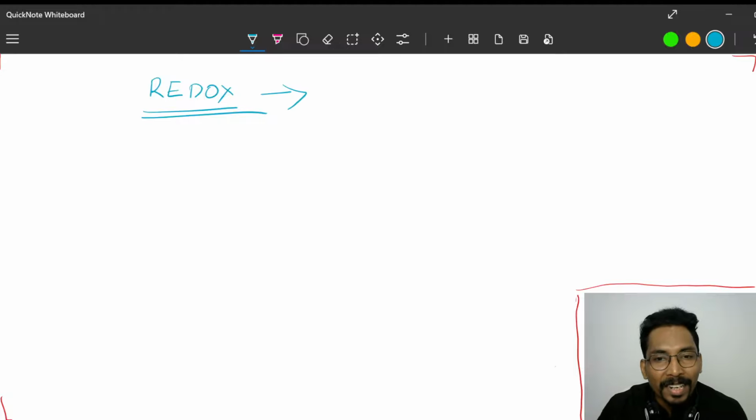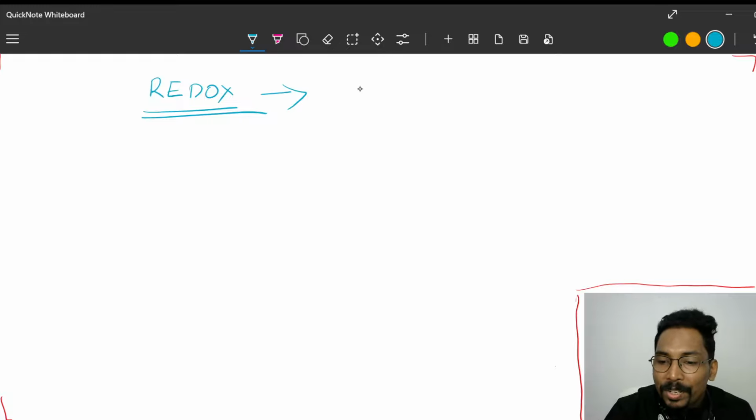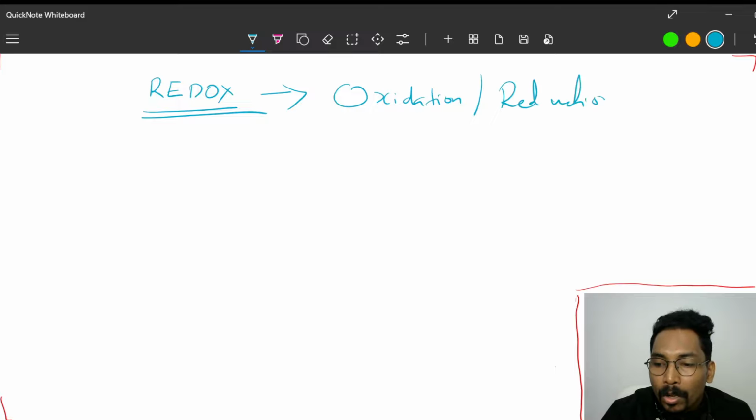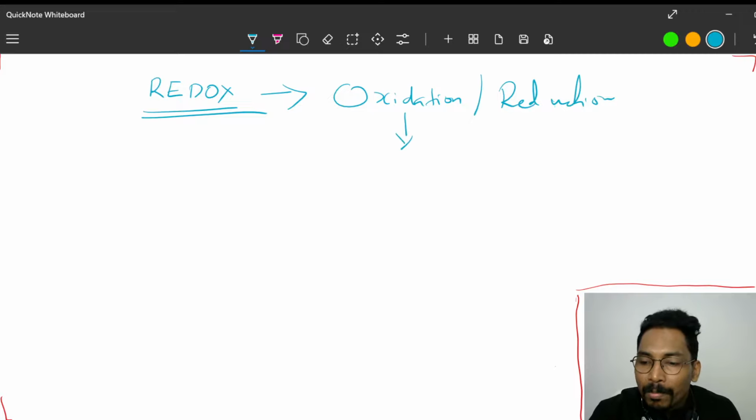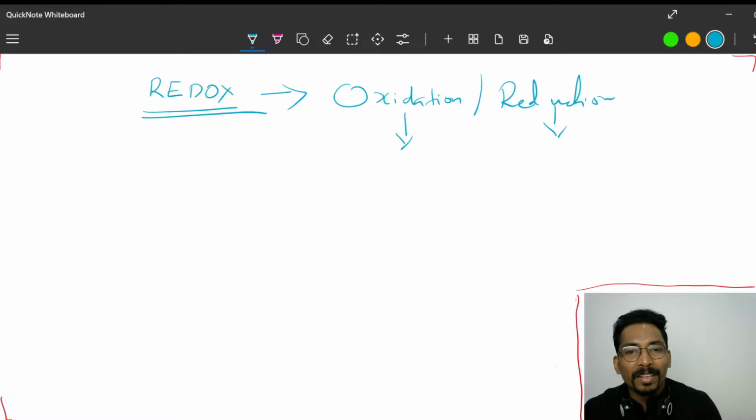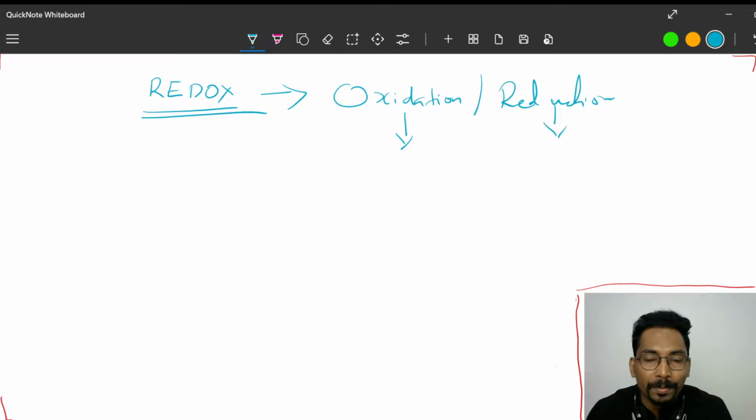Coming to this chapter, all of you know about redox reactions, right? You have studied in grade 10 itself. A redox reaction means a chemical reaction in which oxidation and reduction take place simultaneously, at the same time. You should know exactly what is meant by oxidation and what is meant by reduction. That is very important. Without knowing these basics, you can't do the balancing and all in this chapter.